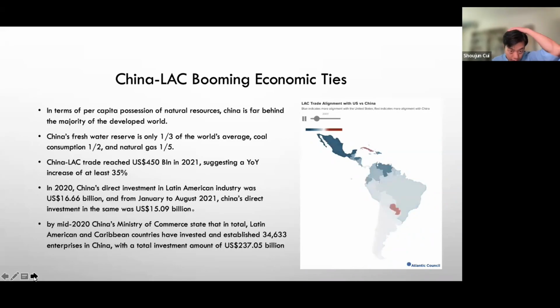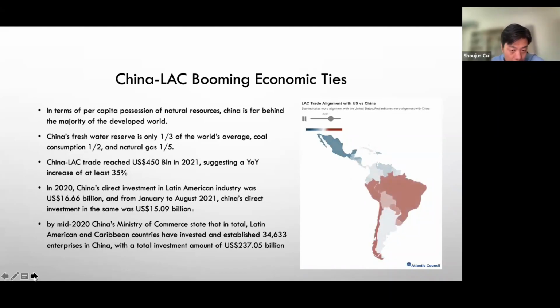This is from January to August of last year. If you look at the data, China is below the United States. But if you're looking at the pace, the speed, the acceleration, China is really fast.